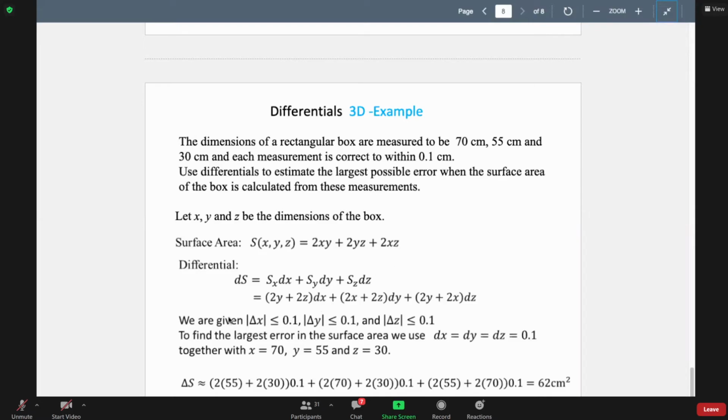Okay, let's compute the differential, and later we will replace this by delta s. The differential ds is the partial derivative with respect to x times dx, plus the partial derivative with respect to y times dy, plus the partial derivative with respect to z times dz. Well, of course, let's compute those partial derivatives.